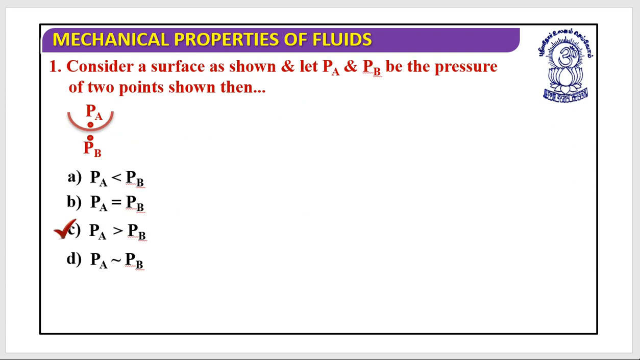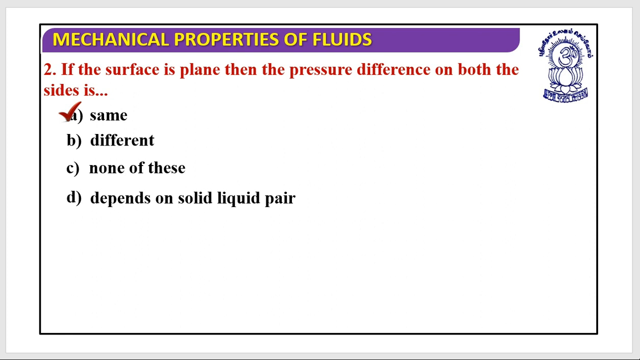Great. So now let's look at this. Consider a surface as shown, and let's suppose PA and PB are the pressures at the two points shown: this is the point PA, this is the point PB. As I can see, this surface is on the concave side, so PA is greater than PB. This is the answer. If the surface is plane, then the pressure difference on both sides will be the same.